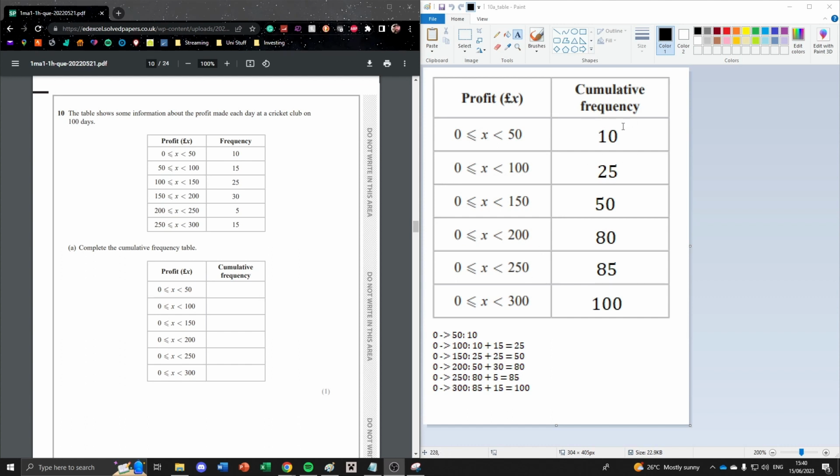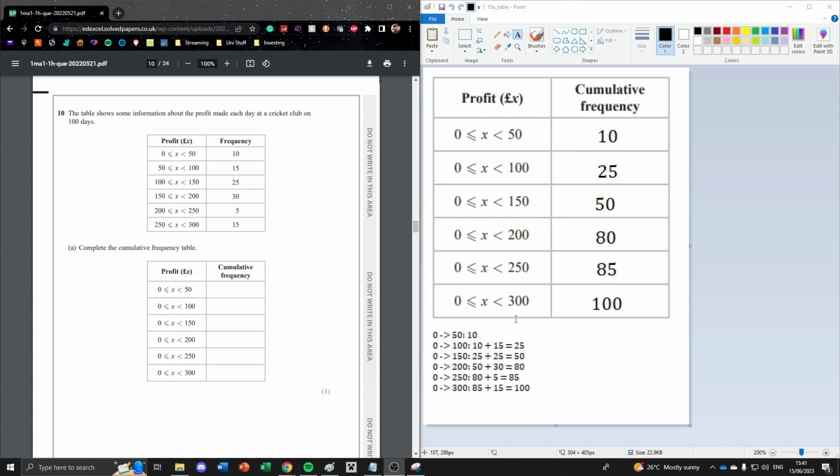The cumulative frequency for the first interval is just the same as in the regular frequency table, that's just 10. For the second, it's the 10 we already have plus the 15 of this next interval, so that's 25. For the 0 to 150, we add in 25, which gives us 50. Then for the 200 interval, we add in 30, which gives us 80. For the 250 interval, we add in 5, which gives us 85. And finally, for the 300 interval, we add in 15, which gets us up to 100.